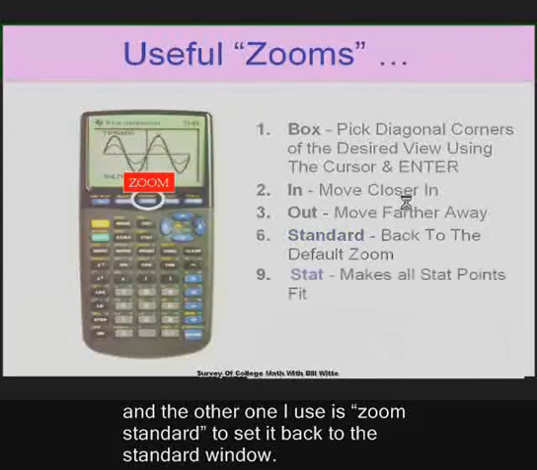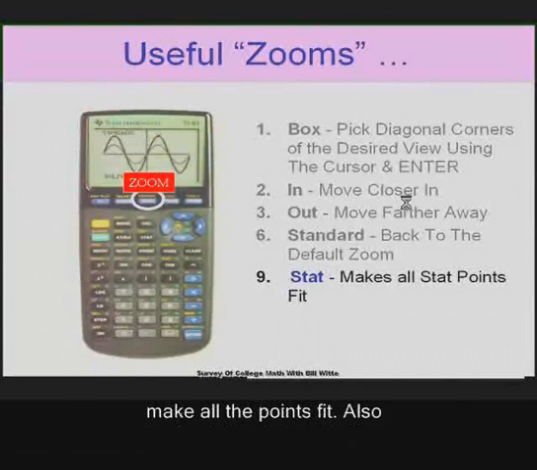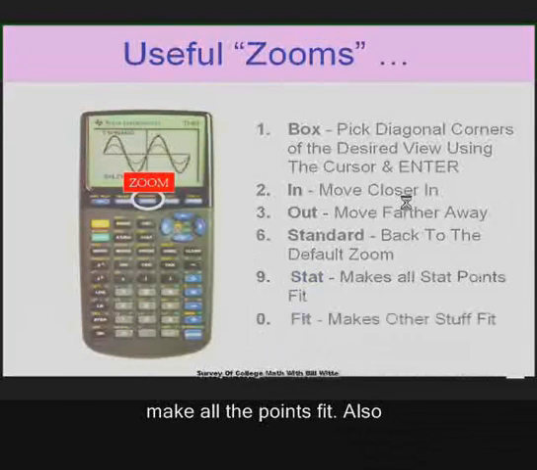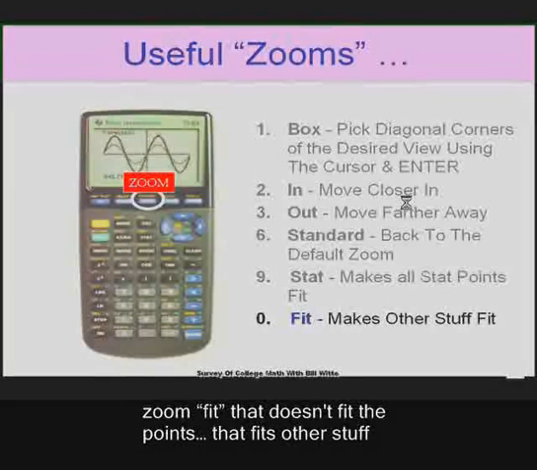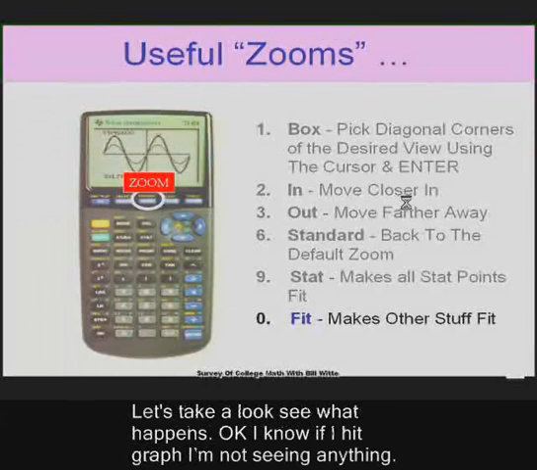Okay, and zoom stat, that's going to make all the points fit. Ooh, we like that. Make all the points fit. That's going to be another nice one. Baby, you're the greatest. Or zoom fit. Now that doesn't fit the points. That fits other stuff like lines and parabolas and such. Okay, so what we're looking at, I think we want 9. Let's take a look and see what happens.